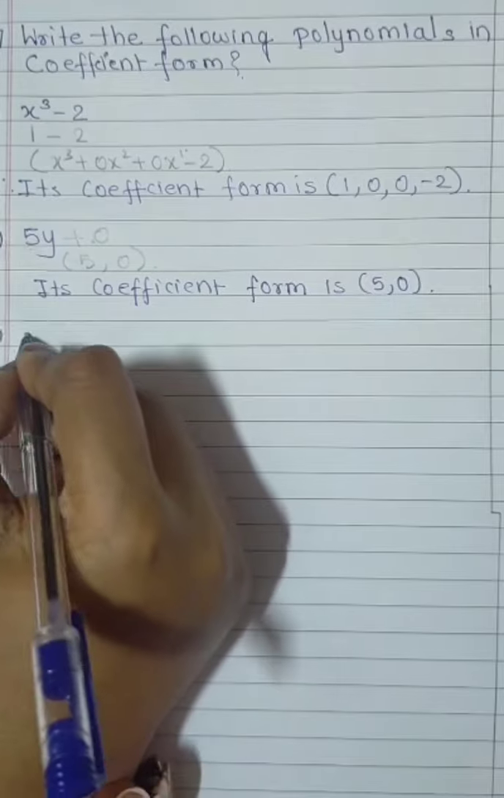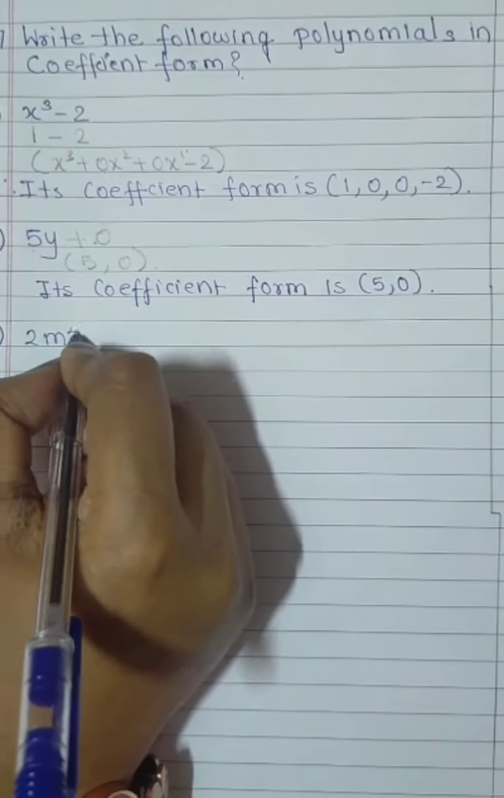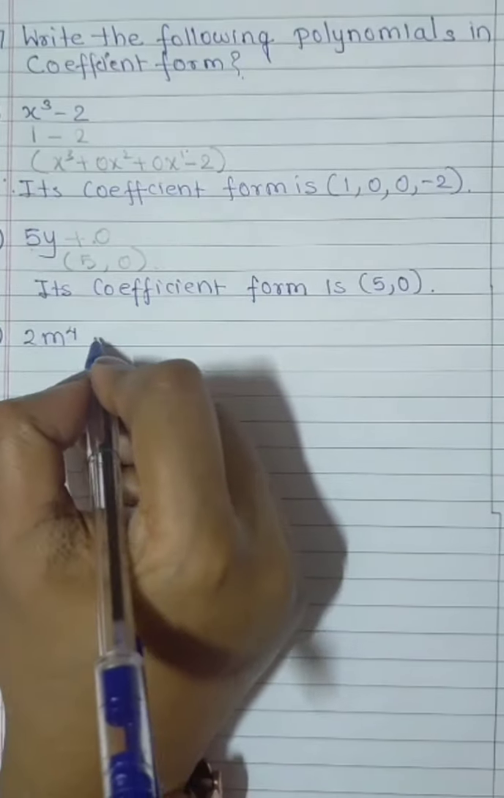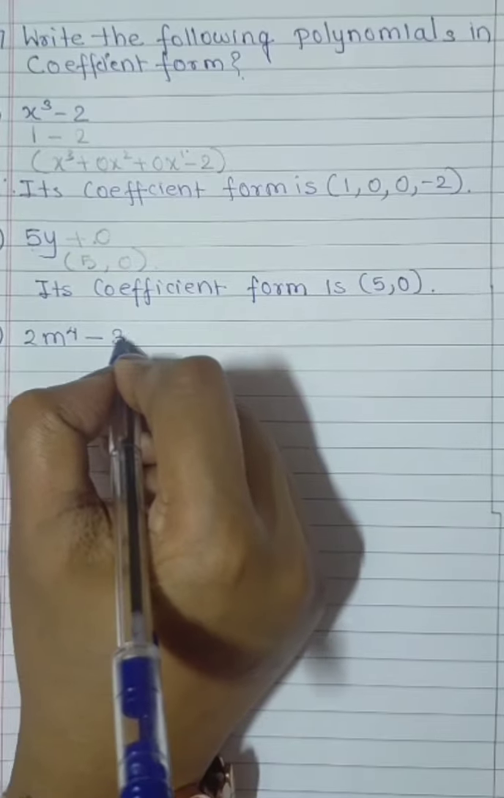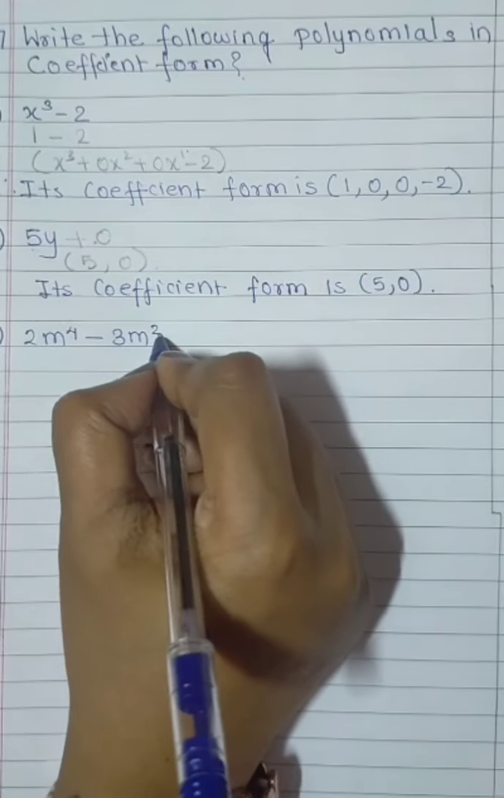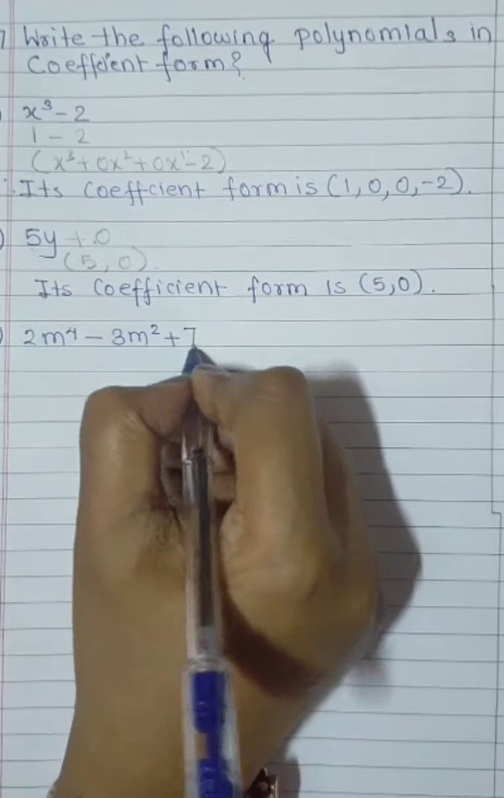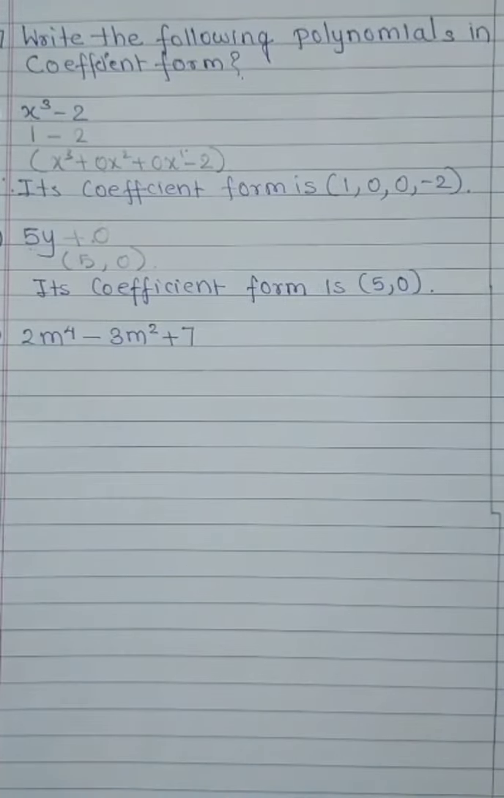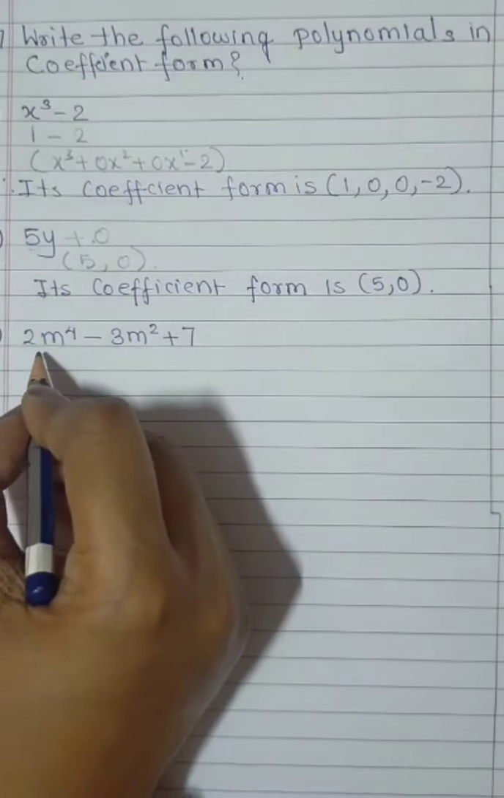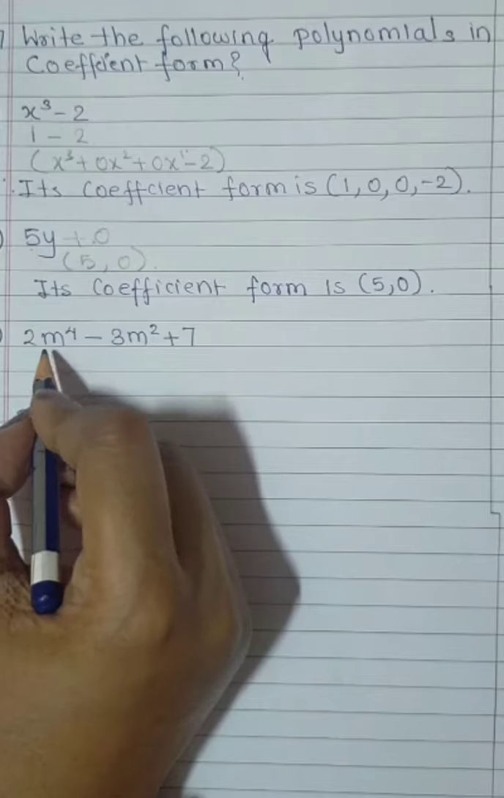And the third one, what is given? 2m to the power 4 minus 3m square plus 7. Now here you can see here 4.